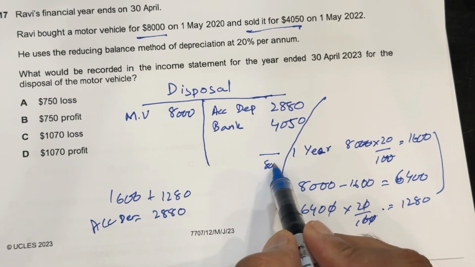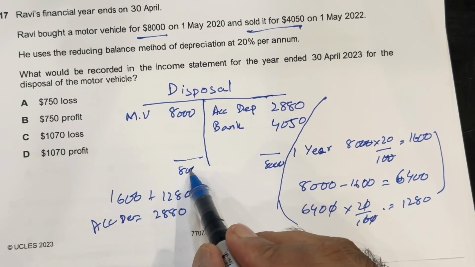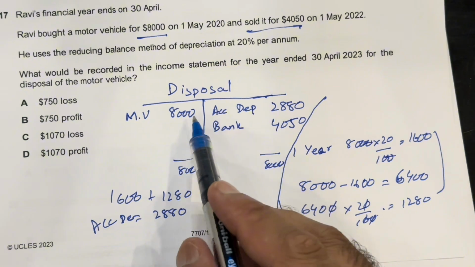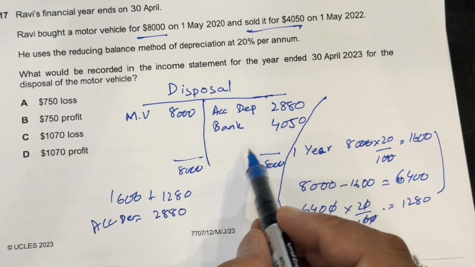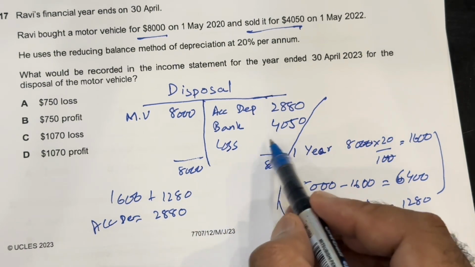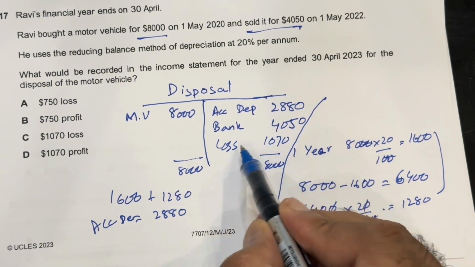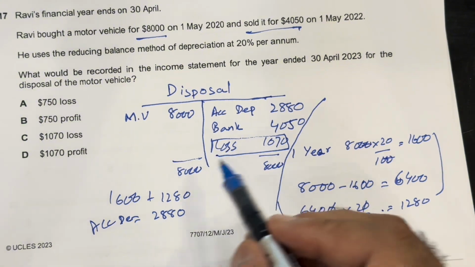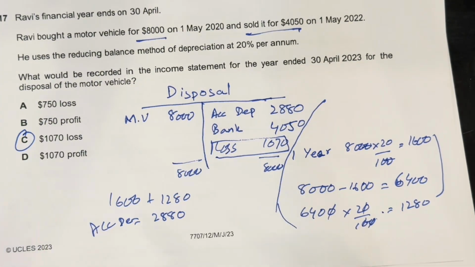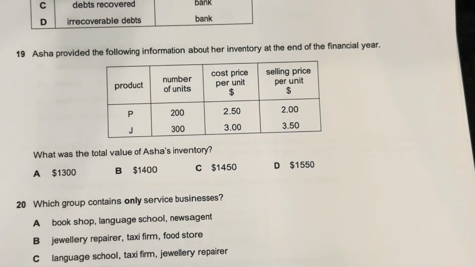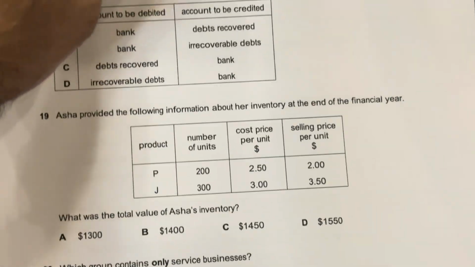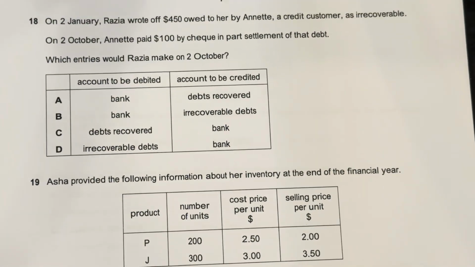We write 8,000 over here. We know that this side is bigger. 8,000 minus 2880 minus 4050. So a loss has occurred of 1070. By balancing figure, we have calculated the loss of 1070. So option number C is the right option for question number 17. Now we will move to question number 18. I hope you are getting an understanding of these questions.